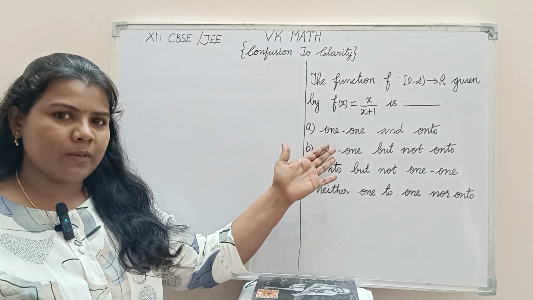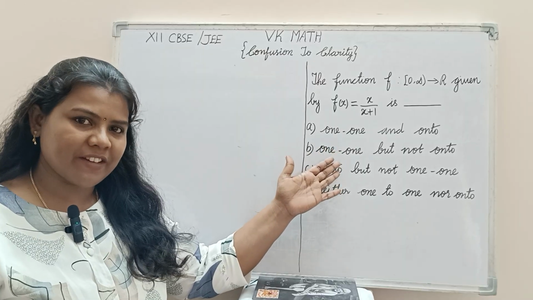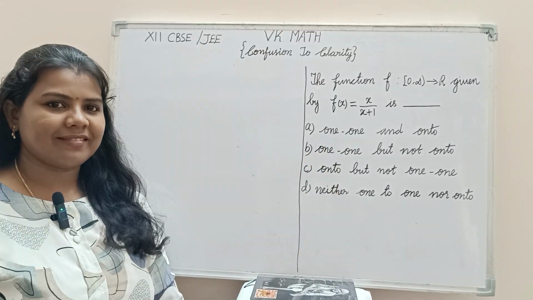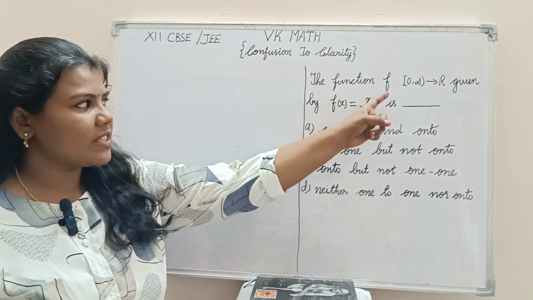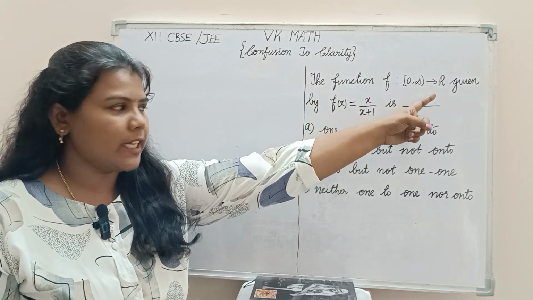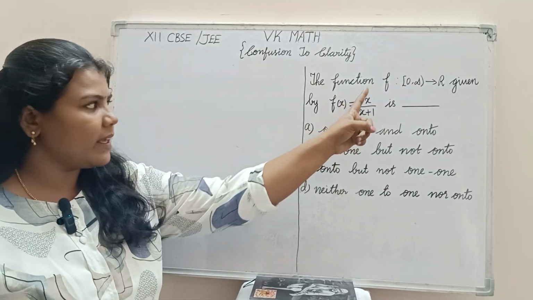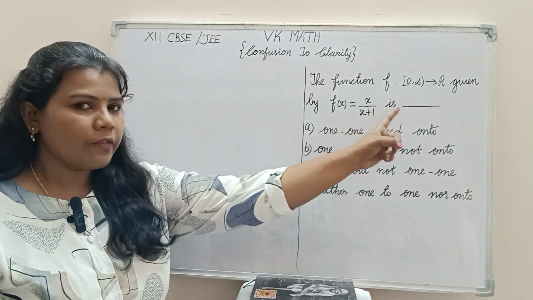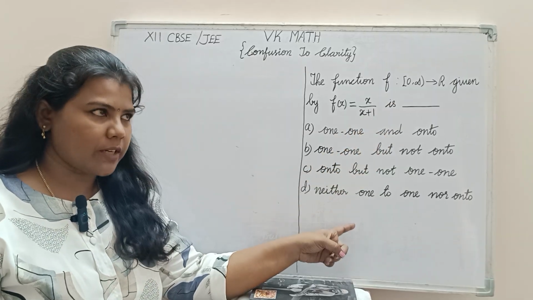Now we solve this problem from Chapter 1, Relations and Functions of Grade 12. Here, the function f is defined from this interval to the real numbers and the function is given by x divided by x plus 1. Now we are going to check which is the correct option.